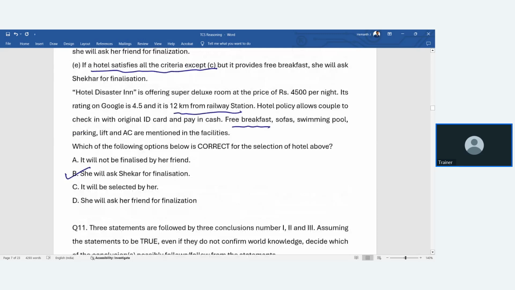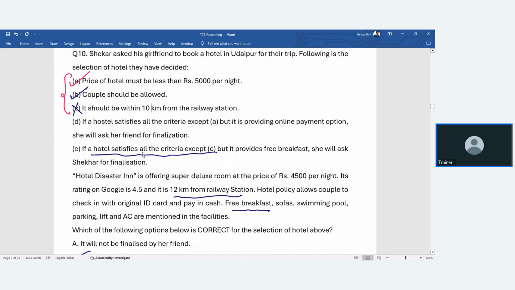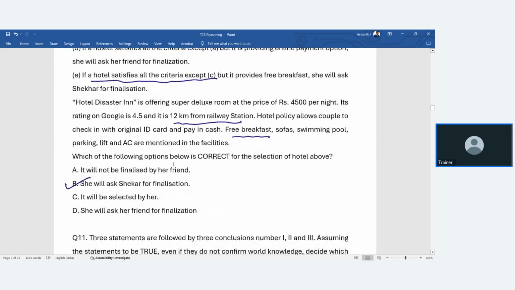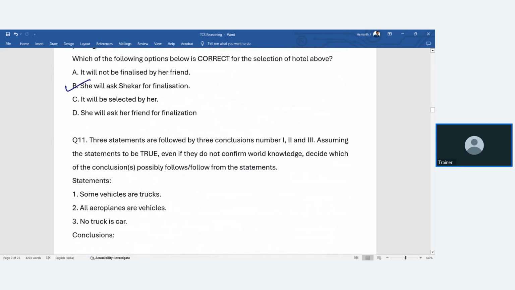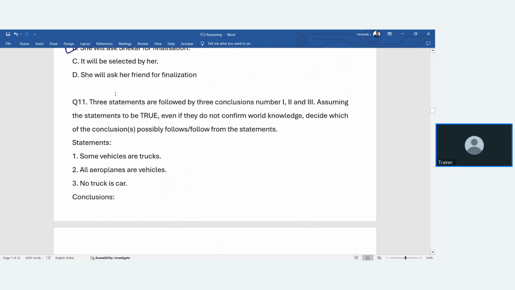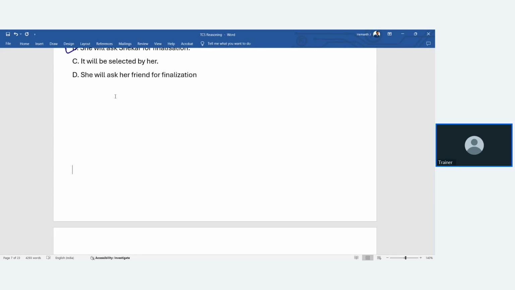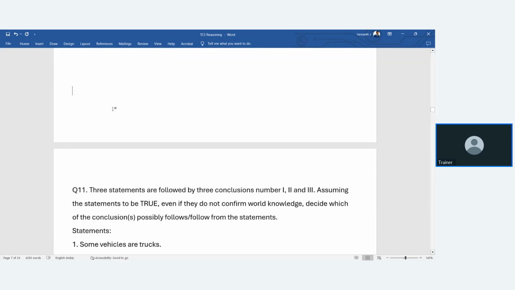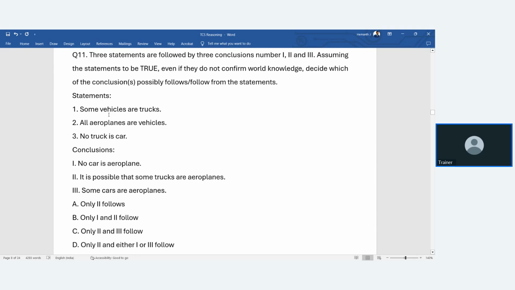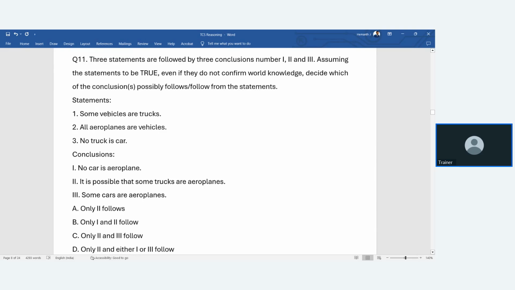I believe you understand this. This is decision making, or we can say attention to detail. Very, very important concept. Above one. Next one, you can see this is statements and conclusions. Many are familiar with statements and conclusions. In every recruitment, whether Accenture or TCS or any company which has reasoning, you can find statements and conclusions, including Infosys as well, right?